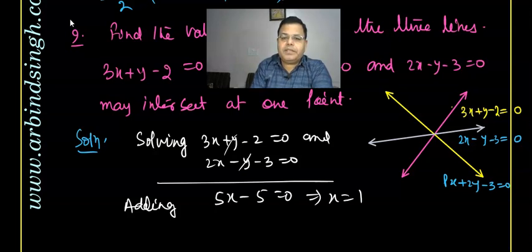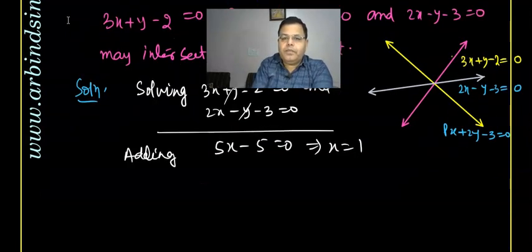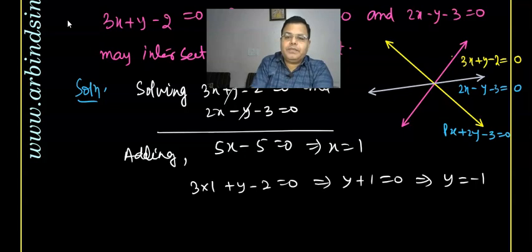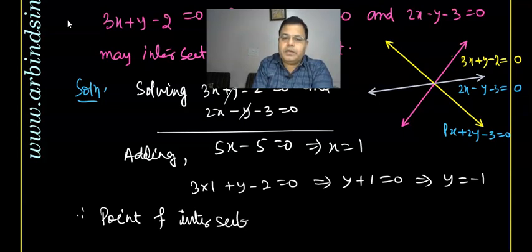Putting the value of x, 3 into 1 plus y minus 2 is equal to 0. 3 minus 2 is 1. So y plus 1 is equal to 0, and therefore y is equal to minus 1. So the point of intersection is (1, minus 1).